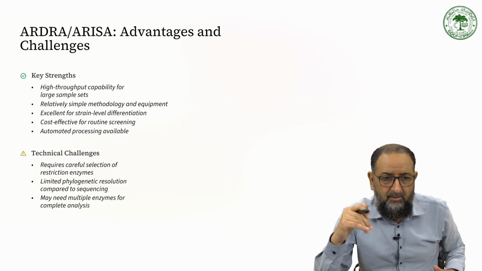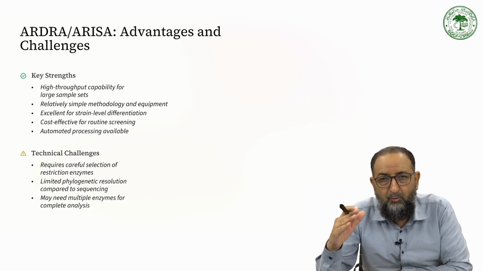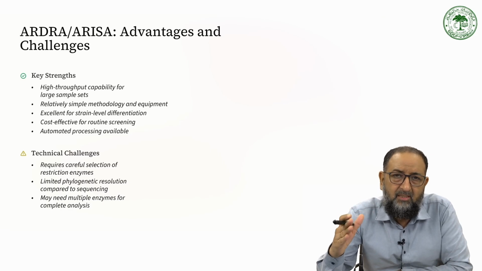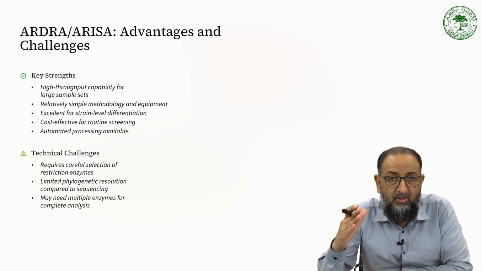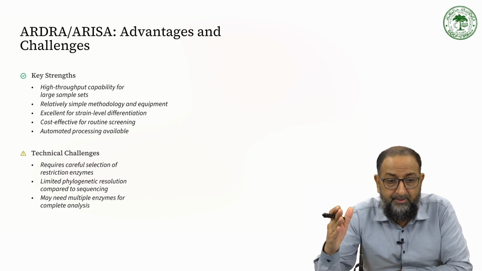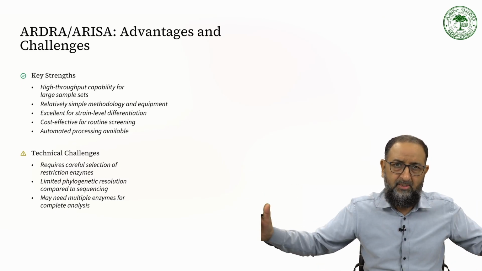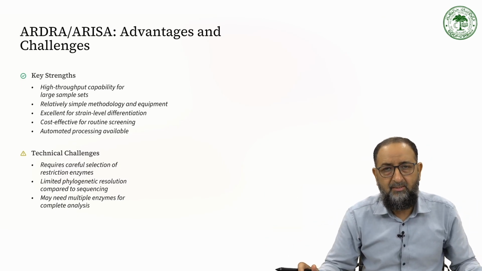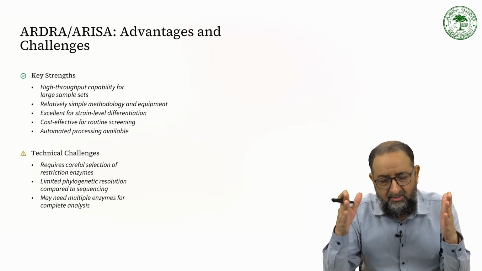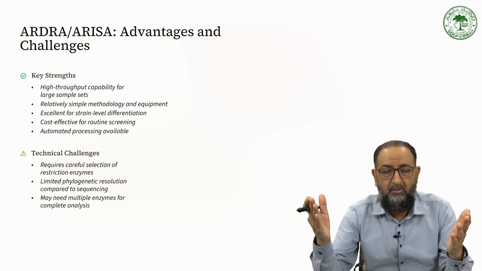What are the challenges? It requires careful selection of the restriction enzyme, and which size of cutter you are using: 4 cutter, 6 cutter, 8 cutter. This is again very important. Usually 4 cutters are used for that. It has limited phylogenetic resolution compared to sequencing, because if you compare the whole genome sequencing or the whole metagenome sequencing, that's more advantageous. This has a limited scope of identification because it covers very small sequences. There could be variations in other sequences as well, which you're not touching upon.